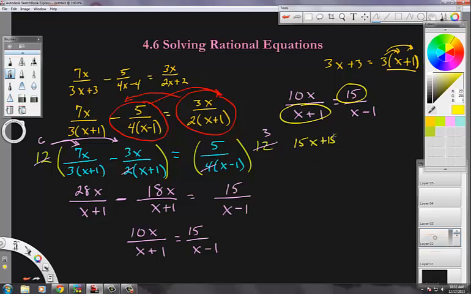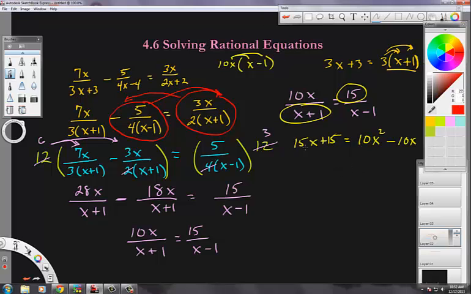Let's clean that up a little bit. 15x plus 15 equals, and then 10x times x minus 1. Let's do that right here. 10x times x minus 1. Now I need to distribute that. So what is 10x times x? That is 10x squared. And then 10x times negative 1 would be minus 10x. All right, very nice.